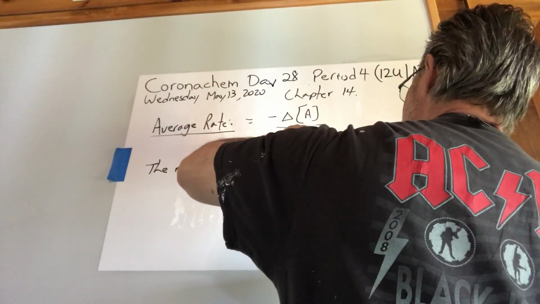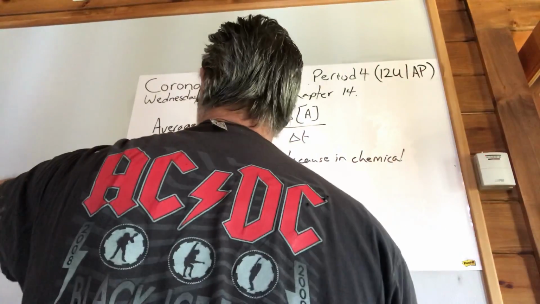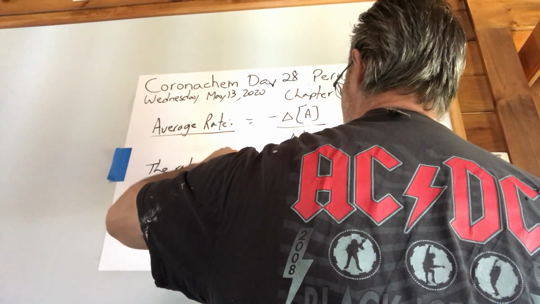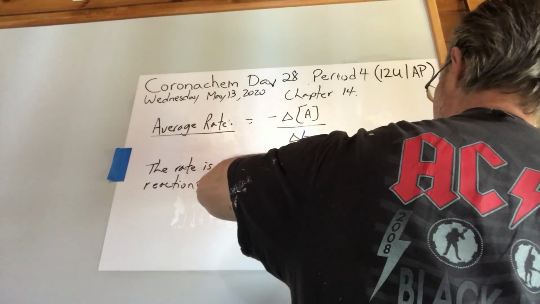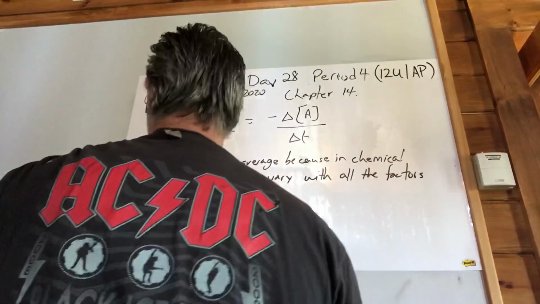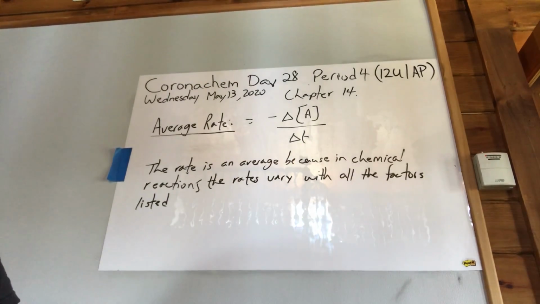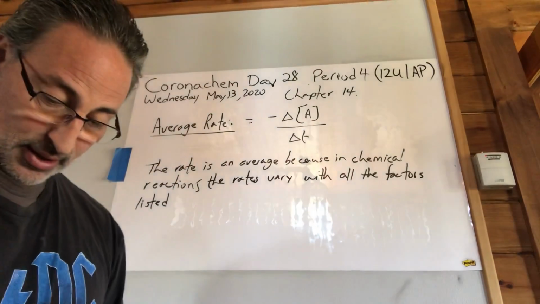because in chemical reactions, the rates vary with all of the factors listed before. As the reaction is proceeding, it's using up the reactants, so that tends to lower the concentration of the reactants. And as you lower the concentration of the reactants, you tend to slow down the reaction.